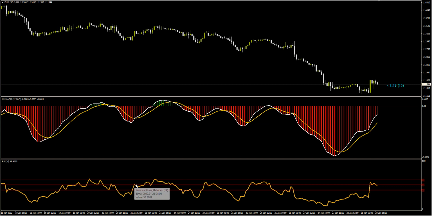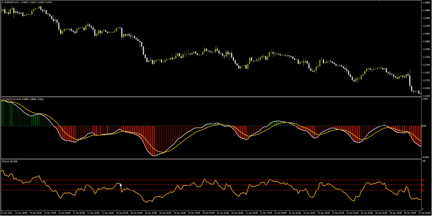Sometimes we'll open an order by crossing the 50 level. But when entering a trade on the 50 level crossing, we need to have a retest of the 50 level again and reject from the level. Then it confirms the trade.